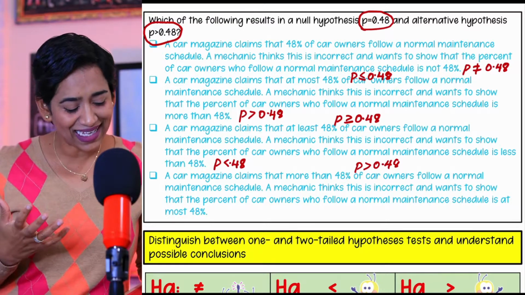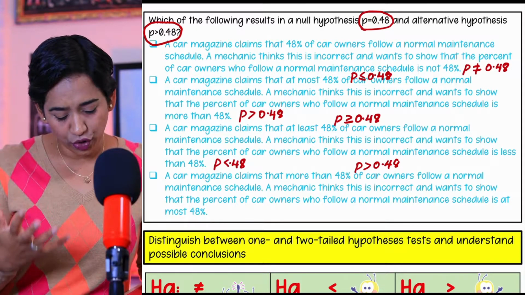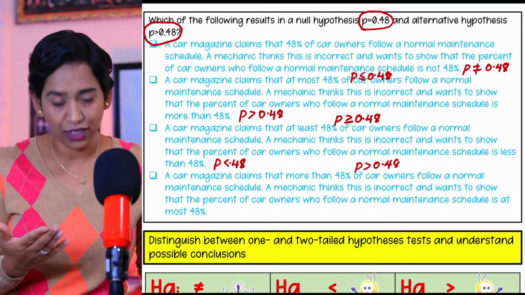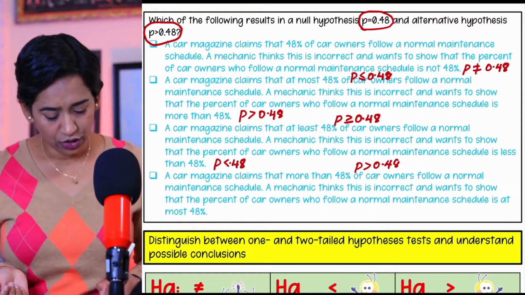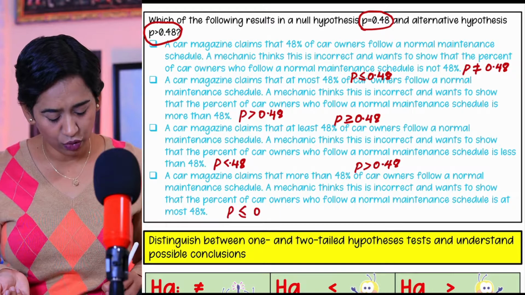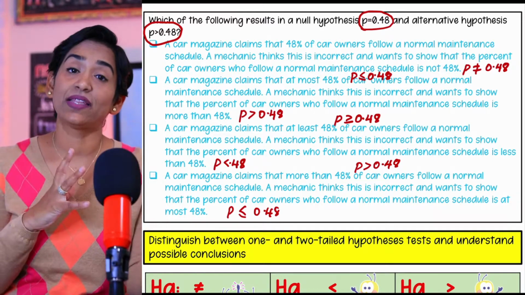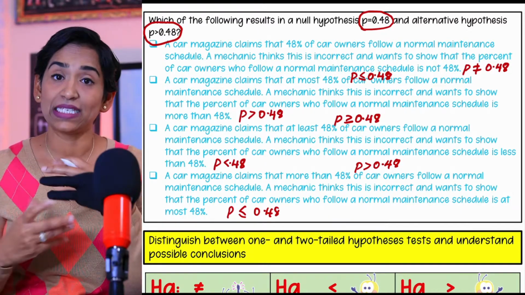And a mechanic thinks this is incorrect and wants to show that the percentage of car owners who follow a normal car maintenance schedule is at most. So this is less than or equal to. At most, you might want to write this down: at least is greater than or equal to, at most is less than or equal to.